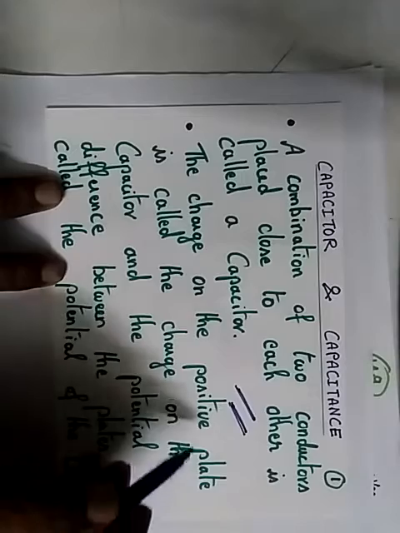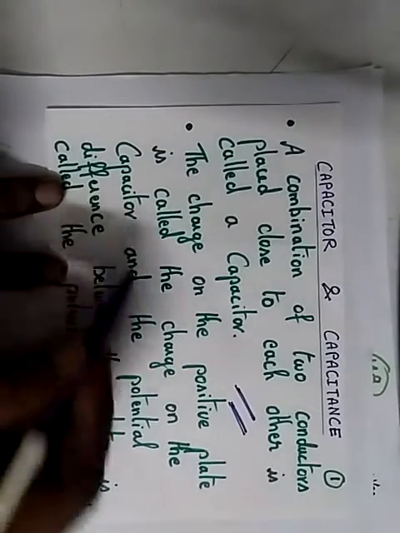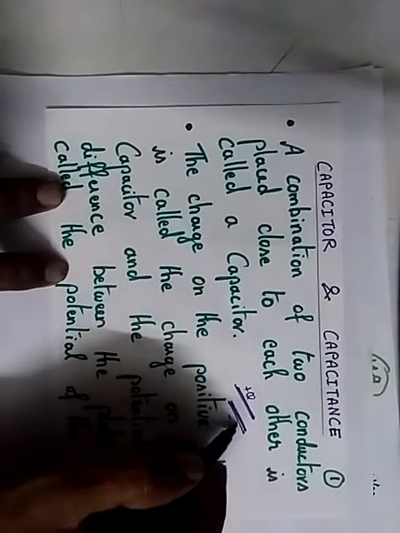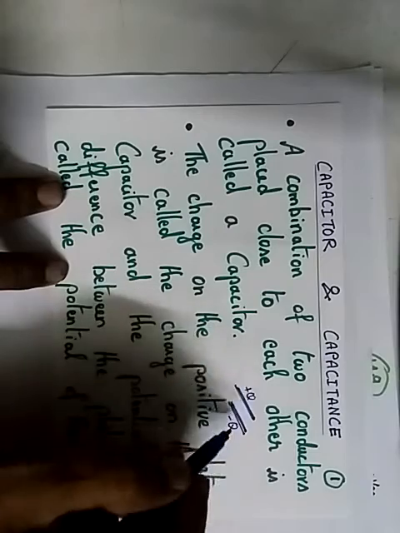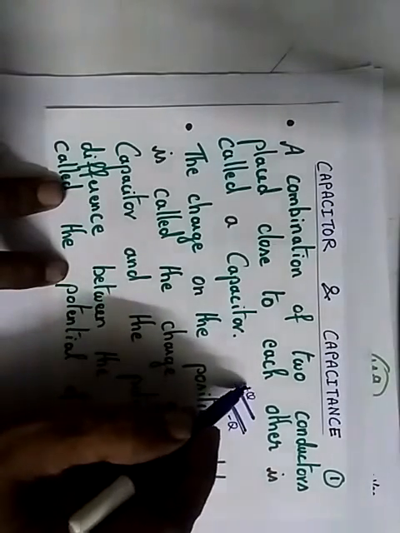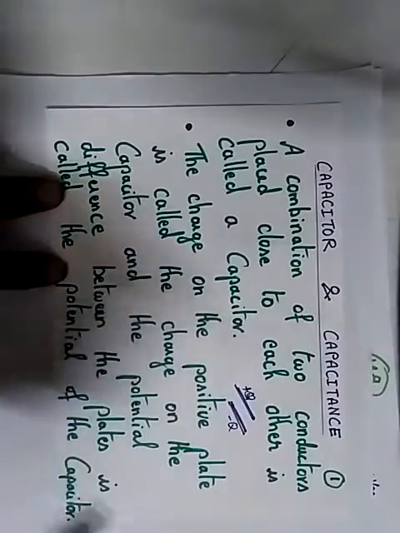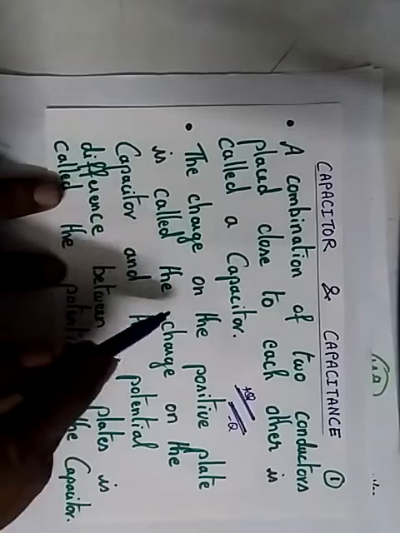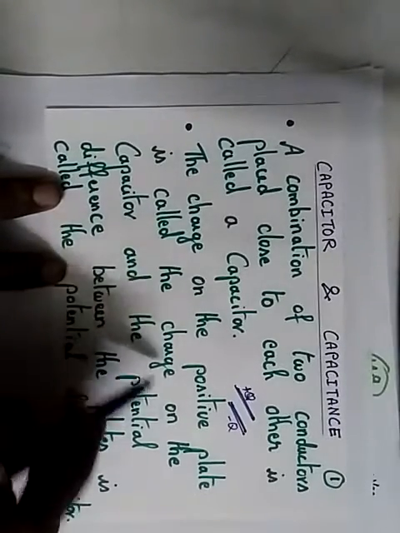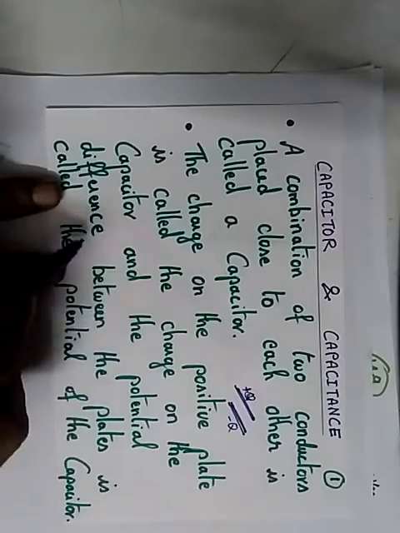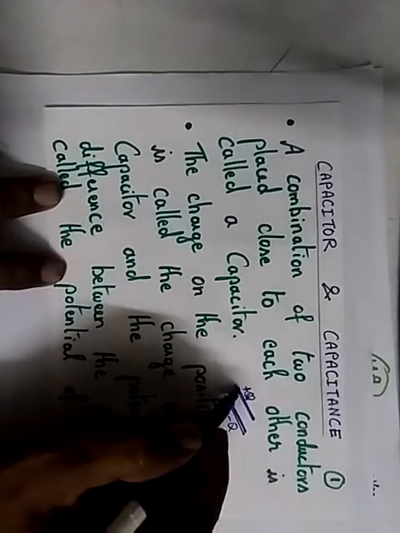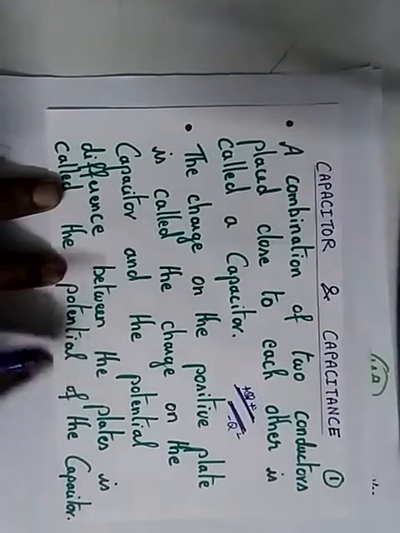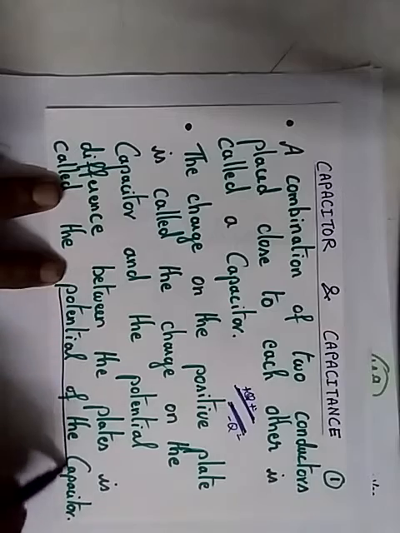The charge on the positive plate is called the charge on the capacitor. Usually if you give a DC supply, this will have plus Q and this will have minus Q. You should not take into account both plus Q and minus Q. You should take only this plus Q, and this is the charge of the capacitor. That is, the second point is, the potential difference between the plates, that means this is positive, this is negative, the potential difference between these two plates is called the potential of the capacitor.